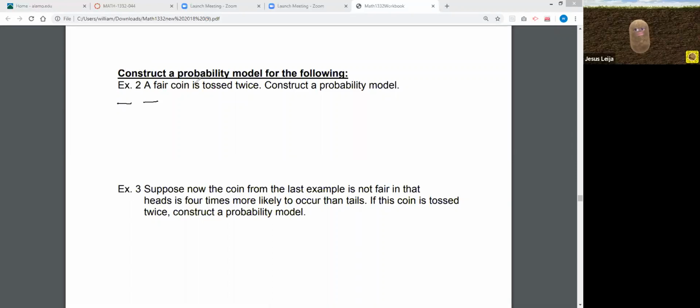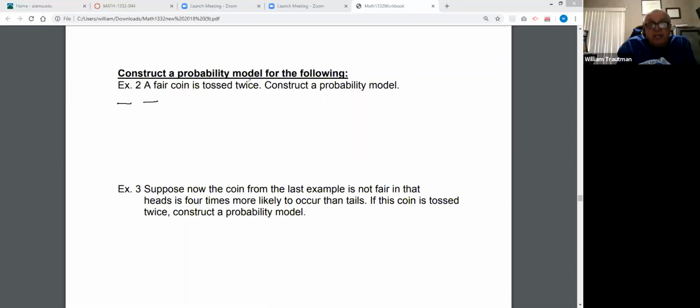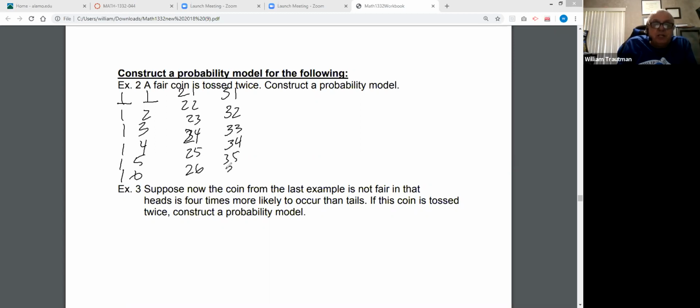Okay. A fair dice is tossed twice. Construct a probability model. I could have a 1 and a 1, a 1 and a 2, a 1 and a 3, a 1 and a 4, a 1 and a 5, a 1 and a 6. A 2 and a 1, 2 and a 2, 2 and a 3, 2 and a 4, 2 and a 5, and 2 and a 6. You see on the dice, I could have a 3 and a 1, 3 and a 2, 3 and a 3, 3 and a 4, 3 and a 5, 3 and a 6. You really have to put them all up here.